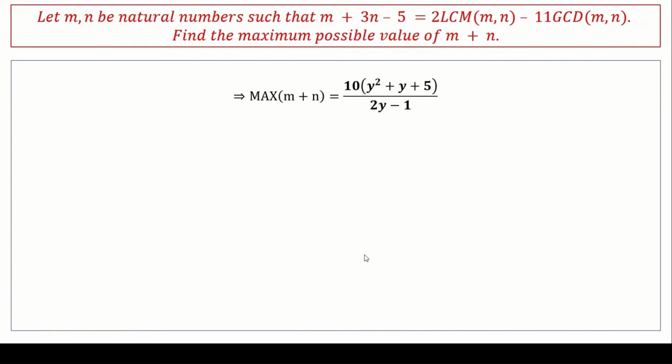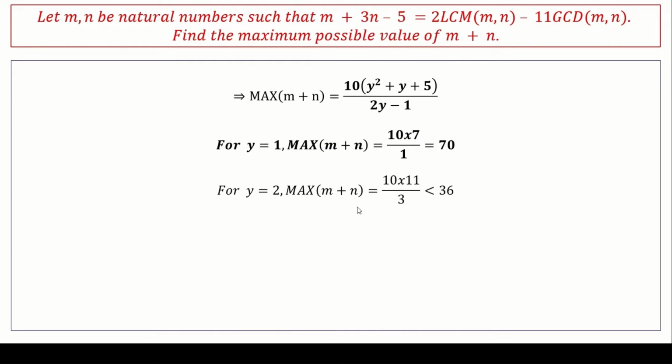Max m plus n equals 10 times (y square plus y plus 5) by (2y minus 1). For y equal to 1, the value is around 70. For y equal to 2, the value is 36. For y equal to 3, the value is 34. If you see, clearly as y is increasing, the max m plus n is reducing. So we don't need to calculate further. The max value is 70 here.